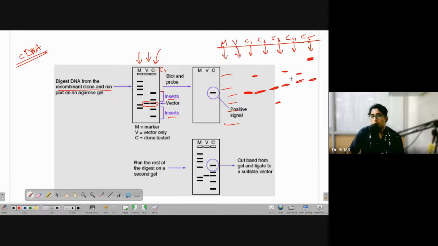We can perform Southern blotting using these, with a probe that is of interest to us. And then we can figure out which of the clones has, say for example, this one gave the signal. Then we know that C4 is the clone that has the gene of interest in the cDNA library I made, or genomic library, based on your needs. That is how we can figure out the clone of interest among the cDNA library or genomic library.